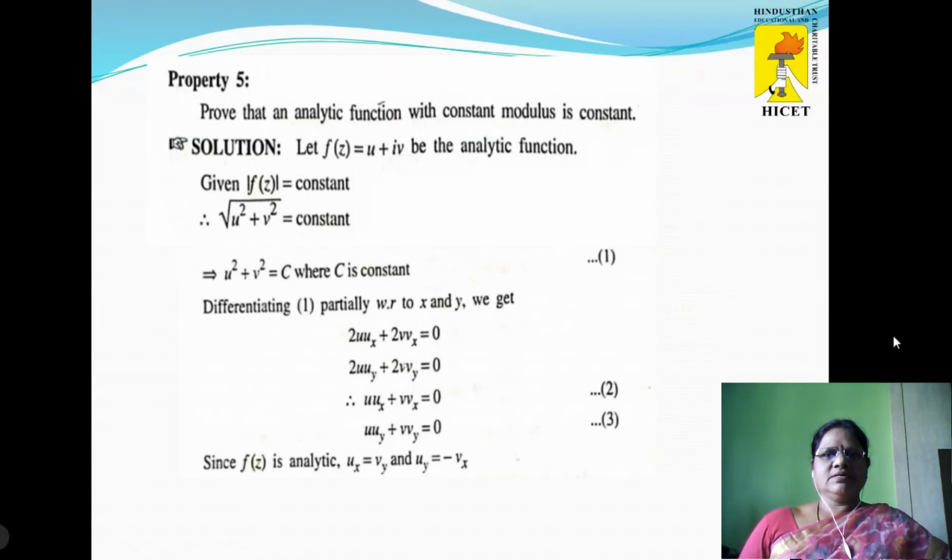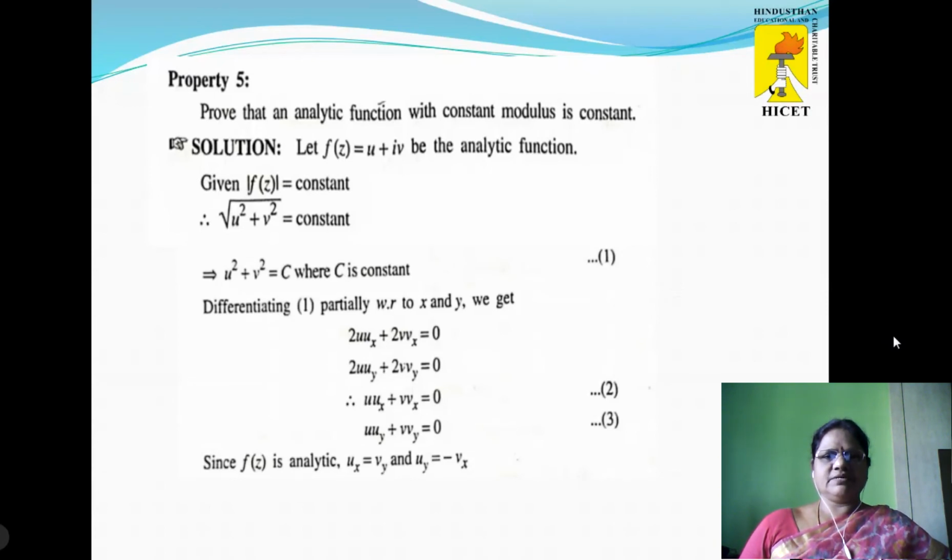Property 5. Now let us prove that an analytic function with a constant modulus is constant. Let f of z equal to u plus iv be an analytic function. It is given that modulus f of z equal to constant. Therefore, rewriting this, we get root of u square plus v square equal to constant. Squaring both sides, we get u square plus v square equal to c square, where c is a constant. Let it be equation number 1.